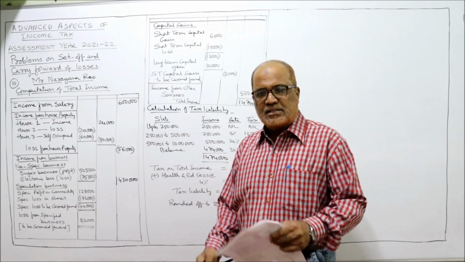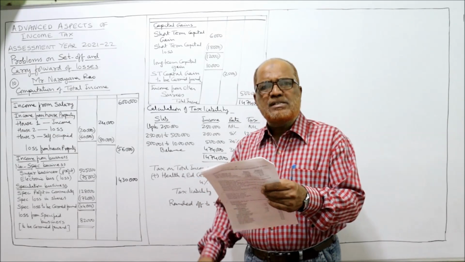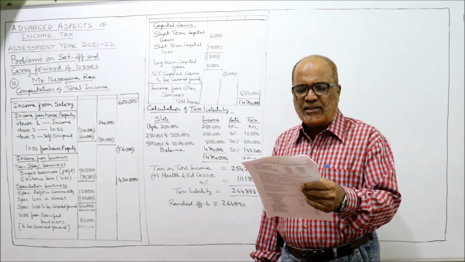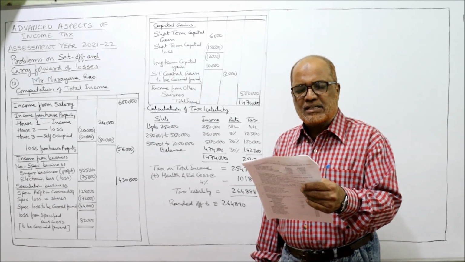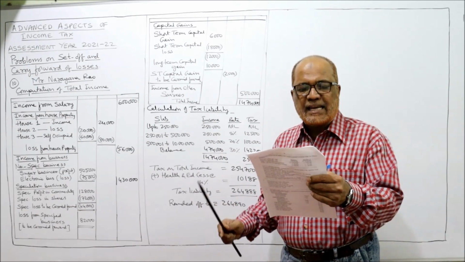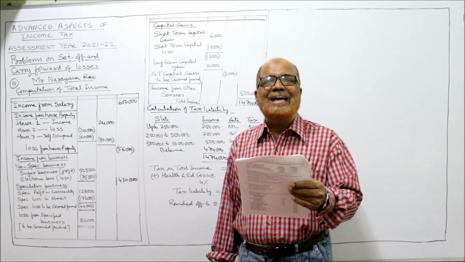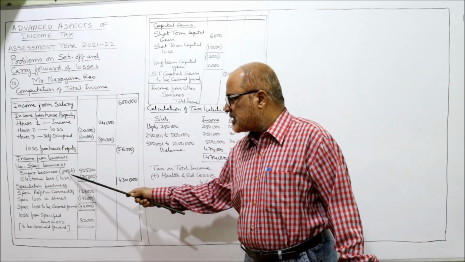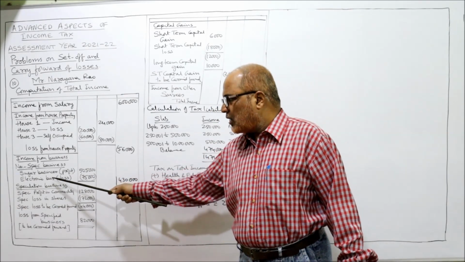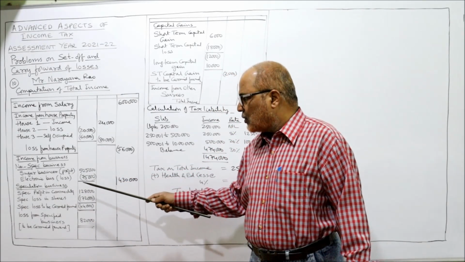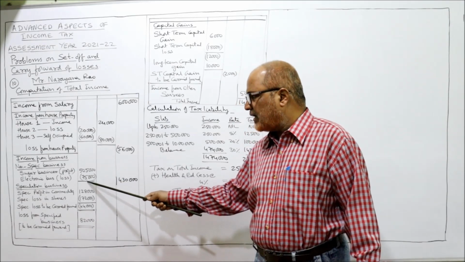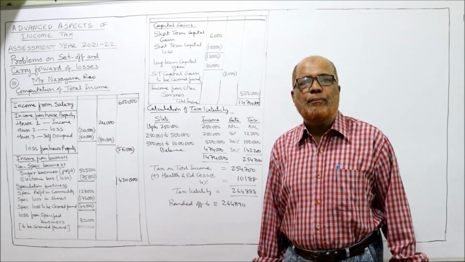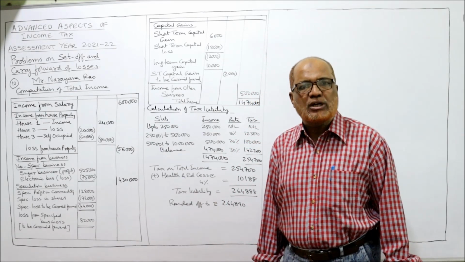Now, income from business. Now he is having different businesses. See carefully. Sugar business, there is a profit of 5,05,000. Electronic business, there is a loss. This sugar business and electronic business are non-speculation. So we'll set off non-speculation business. Sugar business, there is a profit of 5,05,000. Electronic business, there is a loss of 75,000. So 5,05,000 minus 75,000, you will get 4,30,000 as the profit income from non-speculation business.